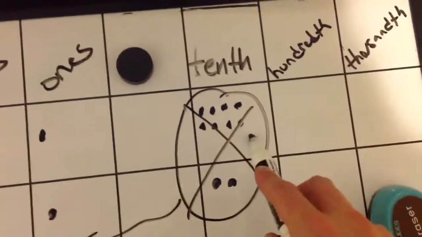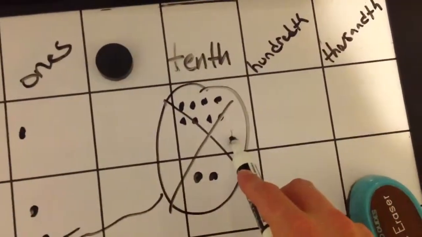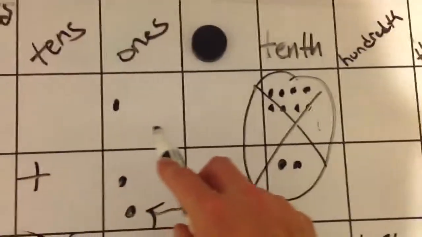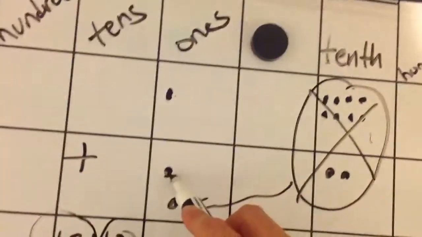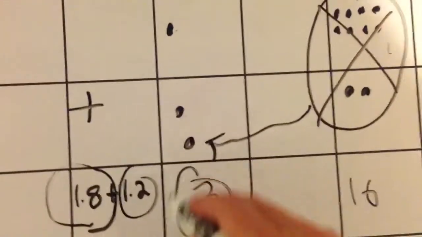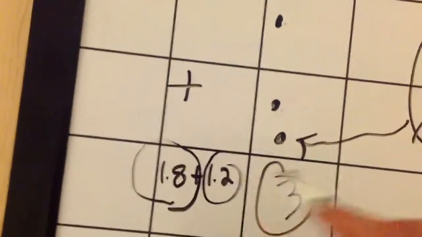So if 1 tenth is a tenth and we added it and now we have 10 in the tenths place, that really equals a 1. So now we just add these together. 1, 2, and 3. And our answer is 3. When we add 1 and 8 tenths plus 1 and 2 tenths, we get 3.